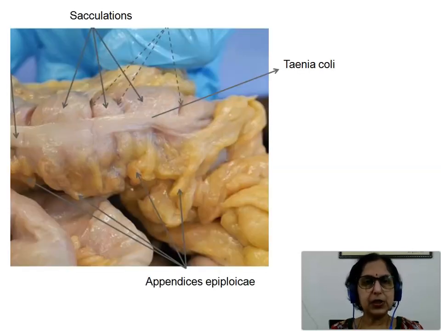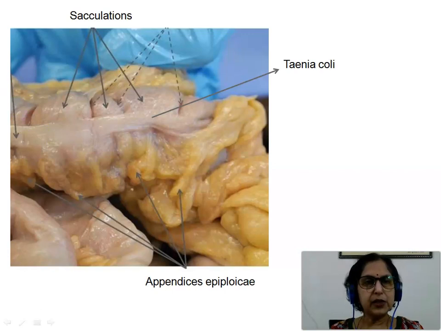This picture here is from a dissection specimen. What we see here is the large intestine. This thick band of longitudinally running smooth muscle fibers is the tinea coli. So there are three such bands along the circumference of the large intestine.